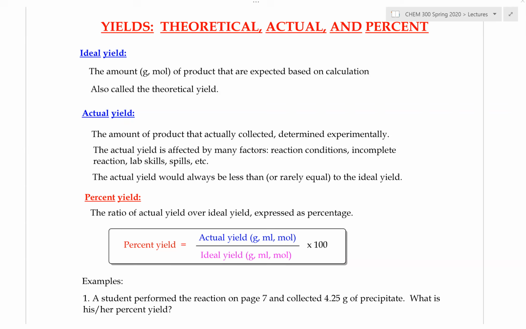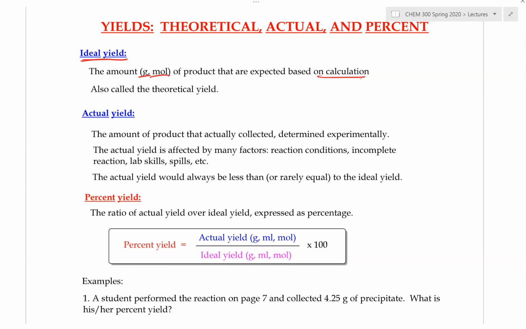First is the ideal yield. What is the ideal yield? The ideal yield is the amount, which can be in grams or moles, of a product that is expected to form based on calculation. Let's say we start out with a certain amount of reactant. We should be able to make a certain amount of product. When we calculate how much product can be made from the amount of reactants, the amount that we obtain is known as the ideal yield. So ideally speaking, this is how much product we should be able to make.